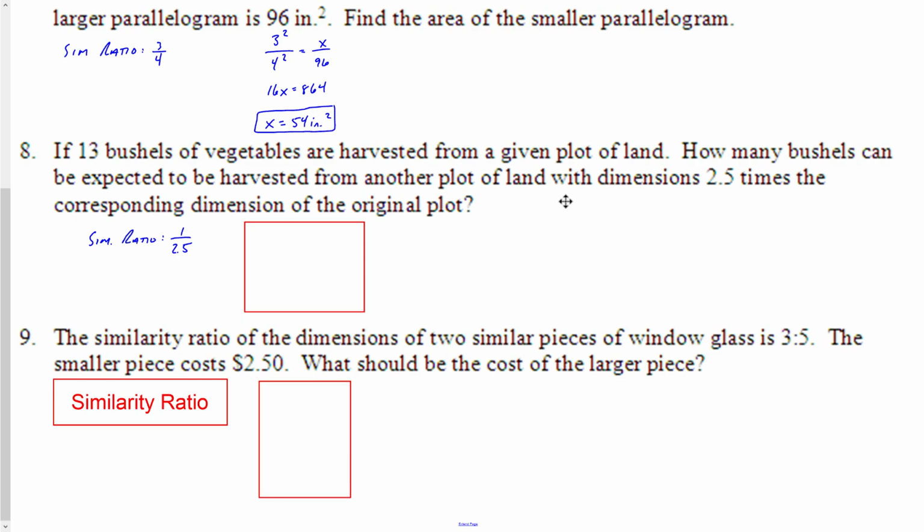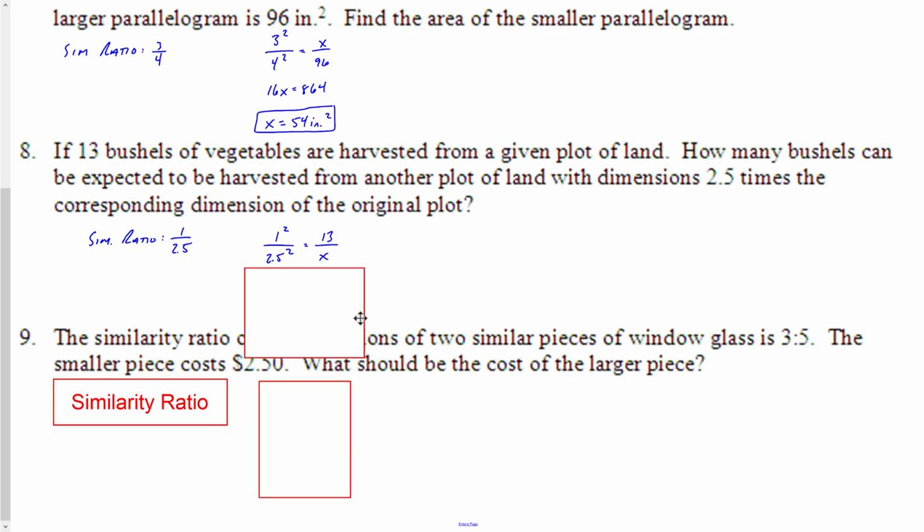Now, if you think about when you're harvesting vegetables or growing vegetables, when you look at a field, a farmer's field, which we see plenty of here in Wisconsin, you should be able to understand that those crops are planted all the way throughout that field, not just around the edge. So that means this is an area problem. So when you set up your proportion, since it's area, we again have to square that similarity ratio. So I have the original in the numerator. I have the second plot of land in the denominator. So the original number of bushels needs to be in the numerator, and then the new number that I'm trying to find in that denominator.